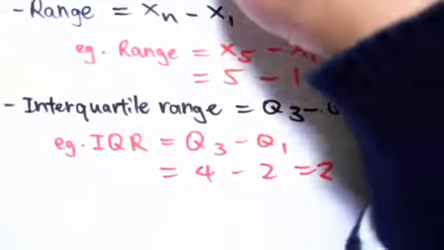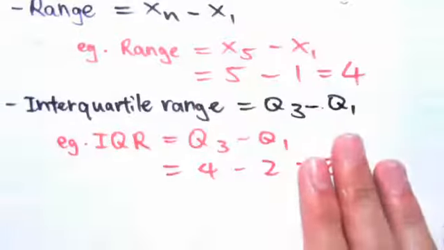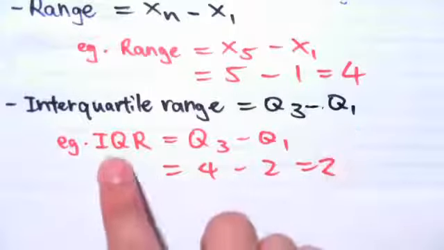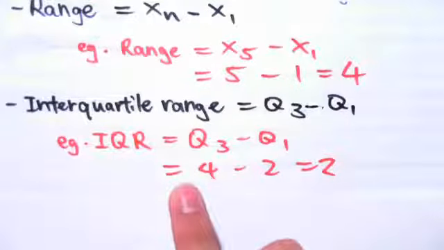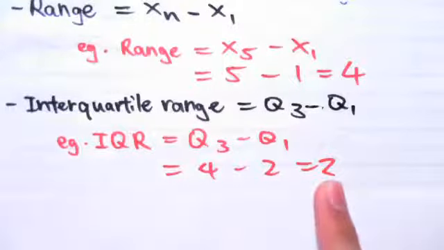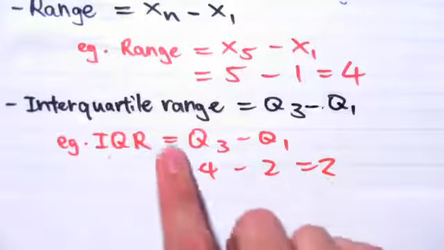The other number that we define is called the interquartile range, which is basically Q3 minus Q1. So the IQR is just Q3 minus Q1, which is equal to 4 minus 2, which is equal to 2. So we can conclude that the interquartile range is equal to 2.